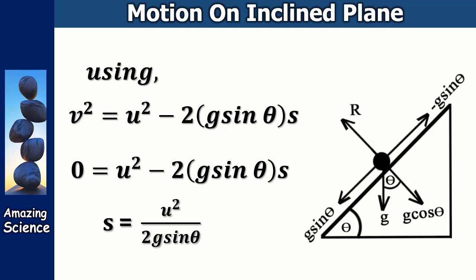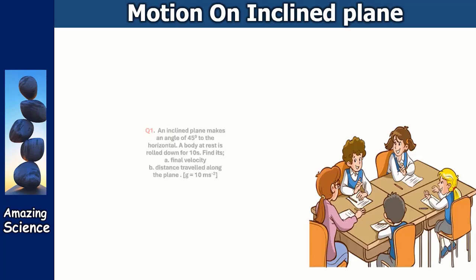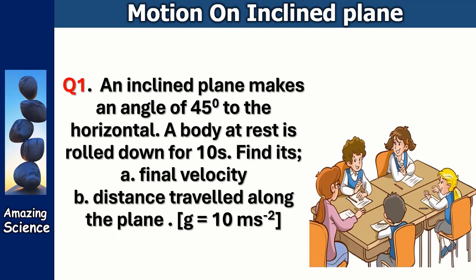So now let's solve some few problems. Our first problem: an inclined plane makes an angle of 45 degrees to the horizontal. A body at rest is rolled down for 10 seconds. Find its A, final velocity, B, distance traveled along the plane. Acceleration due to gravity has been given as 10 meters per second squared.